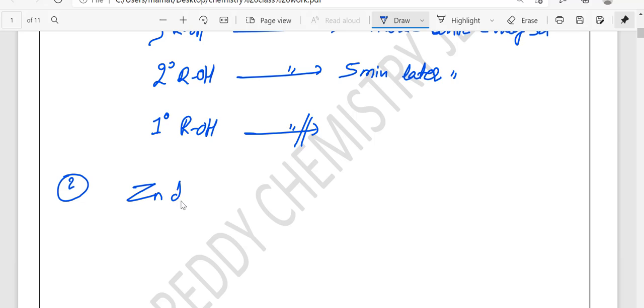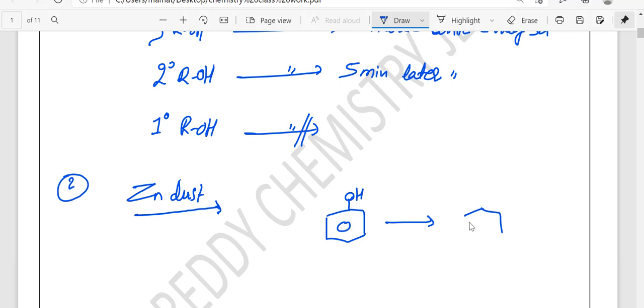Next, the second important reagent is zinc dust. This zinc dust is used to prepare benzene from phenol. See, in the phenol and benzene, what is the difference? Only one extra oxygen is there, right? So if you use the zinc dust, it will absorb this oxygen, then it is forming benzene.